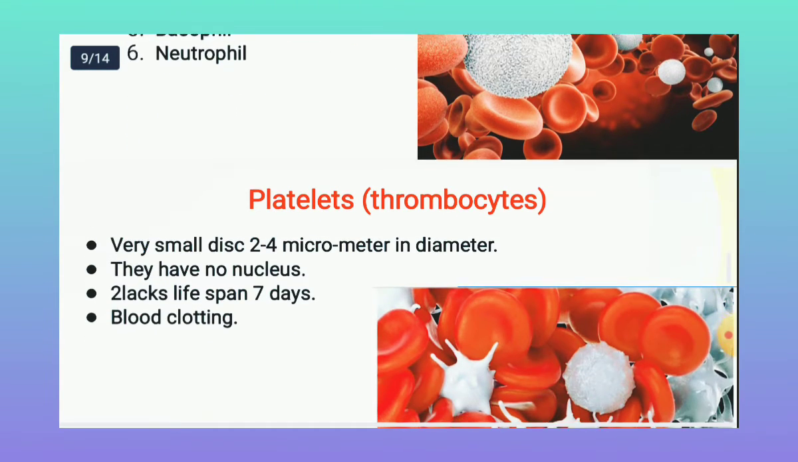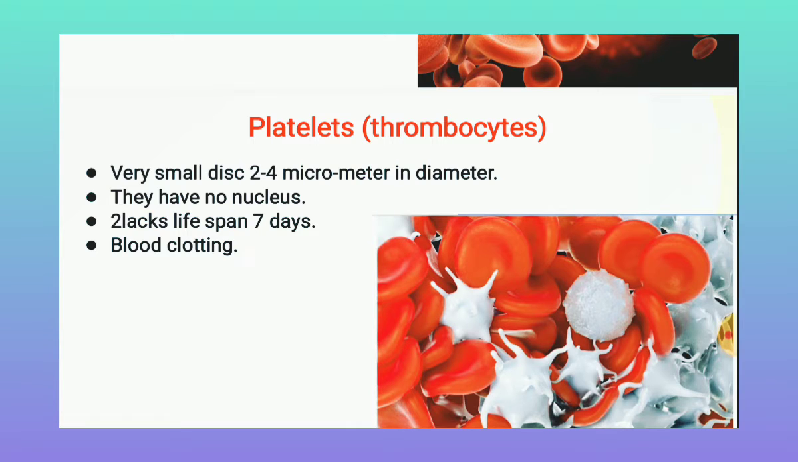Now next we'll discuss the platelets. The scientific name is thrombocytes.